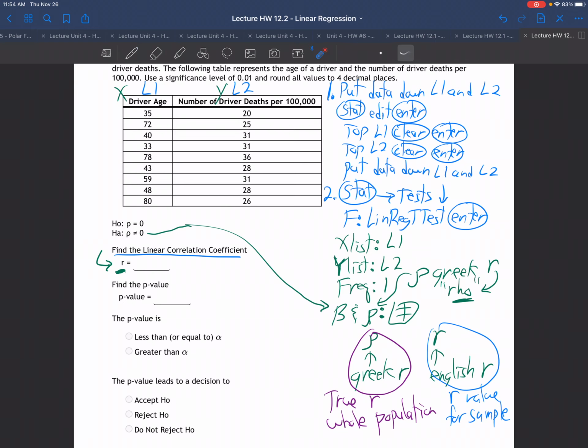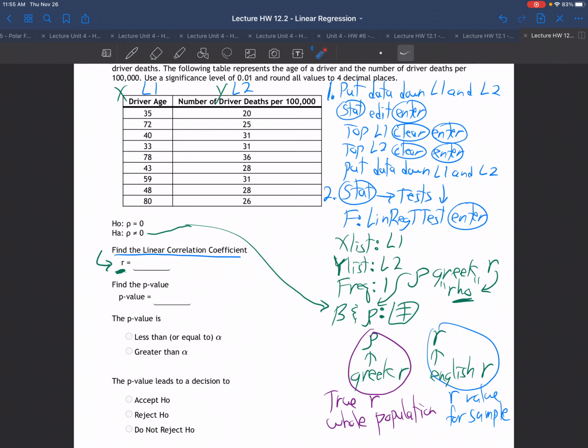Is it really 0, meaning no linear relationship? Is the R for the whole world, the rho, the Greek P, really 0, or is it not 0? Is there some linear connection? Because if rho is 0, then there's no linear connection for the whole world. There's evidence that there's no linear connection between driver age and death. Whereas if it's not equal to 0, then maybe there is a linear connection between driver age and number of deaths for the whole world. That's why we're using the Greek symbols here.